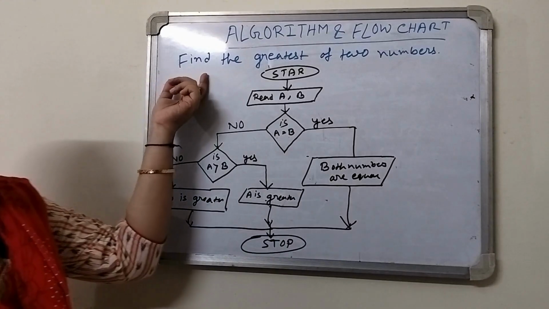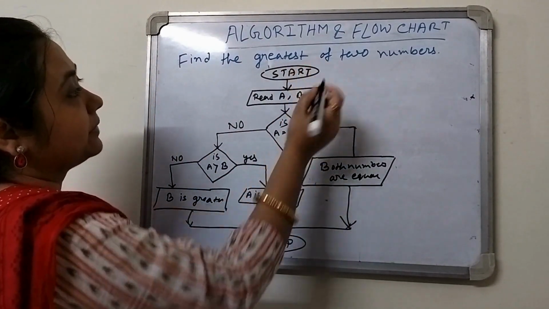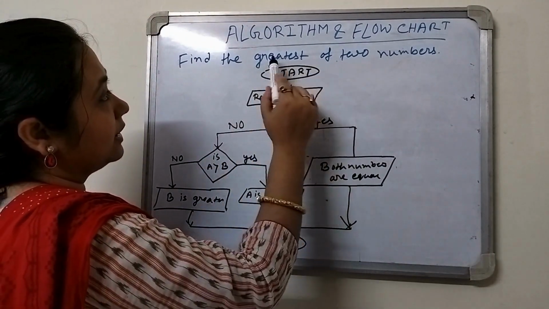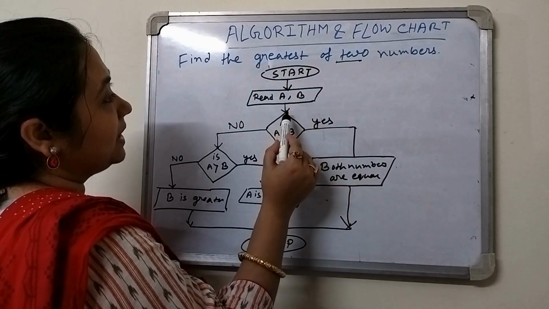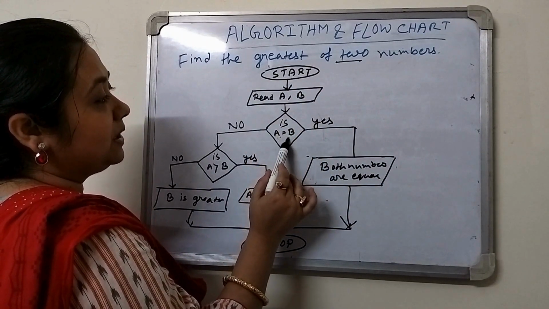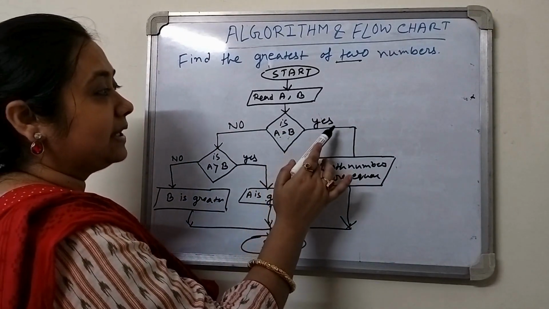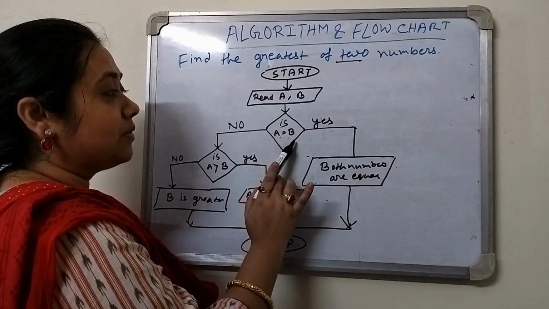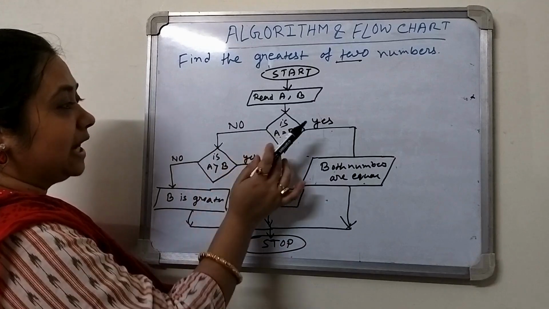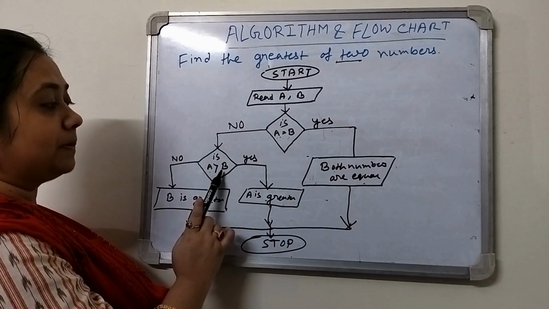So, find the greatest of two numbers. What we have to do? We have to start, then we have to read two numbers, because we have to find the greatest number among the two, A and B. Now we come to the check, that is A equal to B. From this we get two results, either yes or no. If it is yes, what will happen? Both numbers are equal.